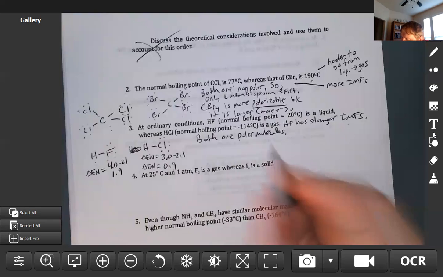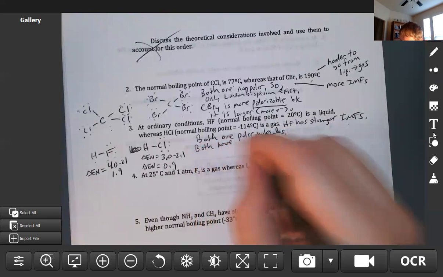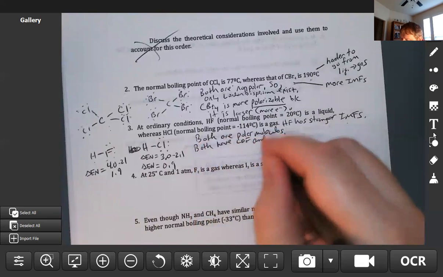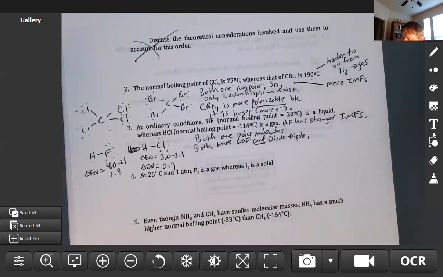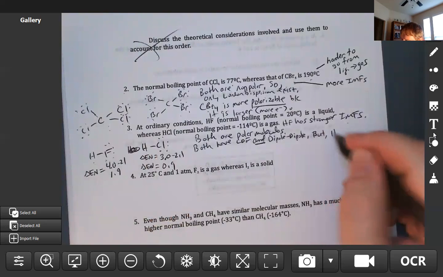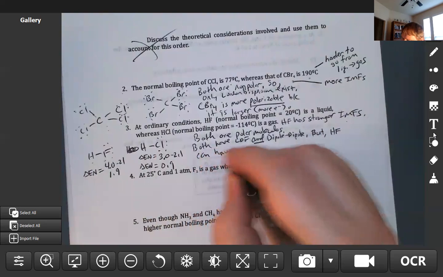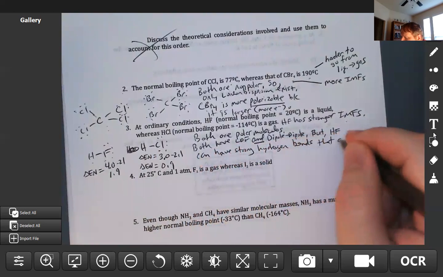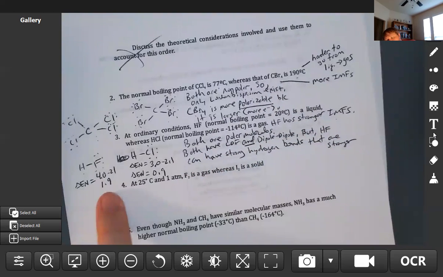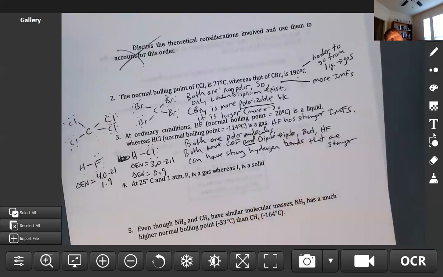Why do we care about that? Because if you're polar, both have London dispersion forces, just like these, and dipole-dipole. Because you're polar, you get to have dipole-dipole. If we take a closer look, though, we know that HF has to have stronger IMFs, and we can see why. HF can hydrogen bond. HCl cannot. HF can have strong hydrogen bonds that are stronger. So just because HF gets to have those hydrogen bonds, that affects its state of matter. The particles are more sticky to each other and it will liquefy. That's your result.